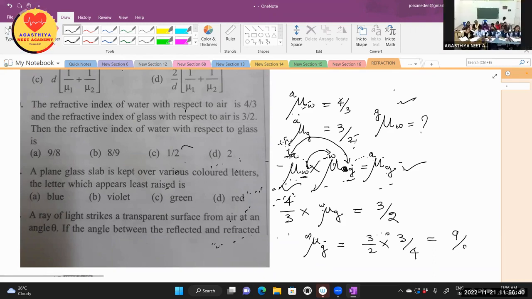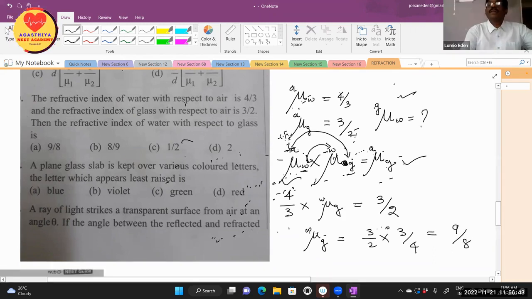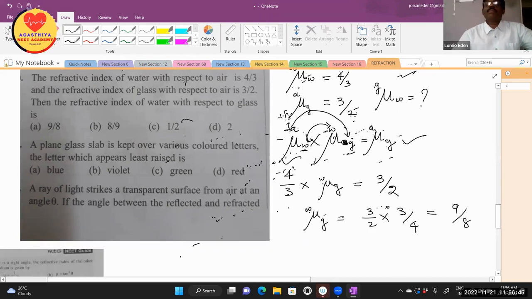Wait. Here we have obtained only the refractive index of glass with respect to water. Is it correct?